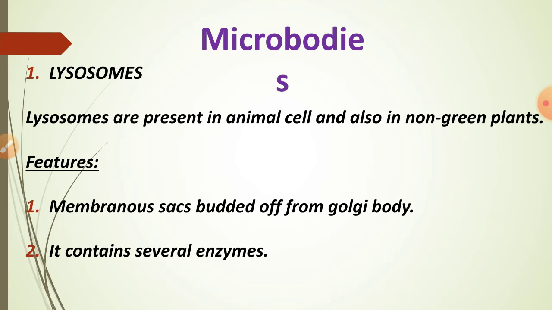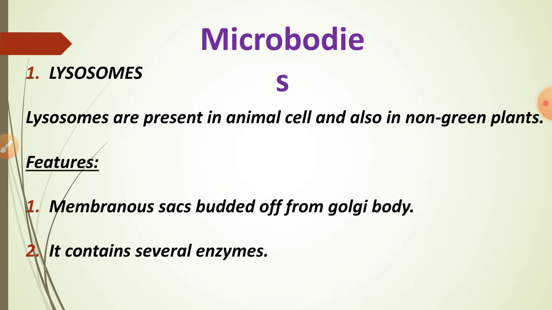Okay, next, features of lysosomes. What are the features of lysosomes? Actually, lysosome and Golgi body are nearby in the cell. So the membrane of lysosome came from the Golgi body because these are nearby. And the count of lysosomes is hundreds in a cell. So per cell we can find hundreds of lysosomes.